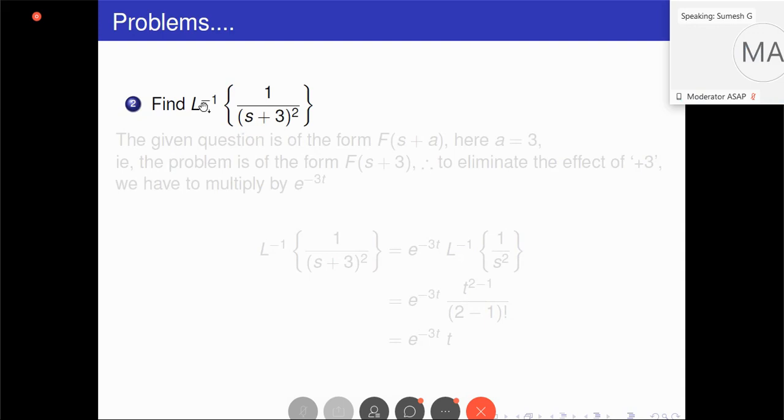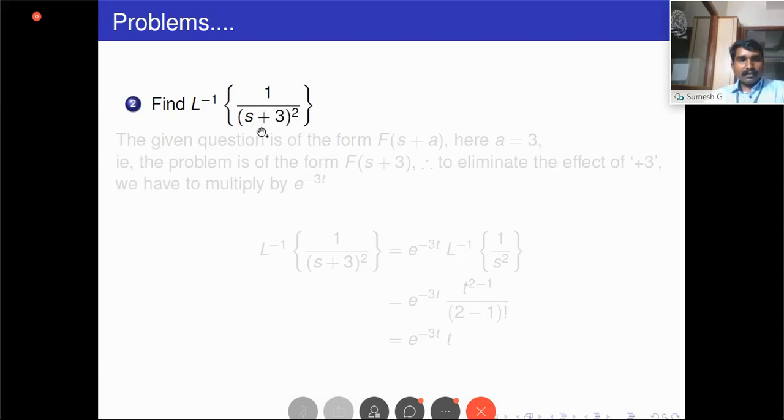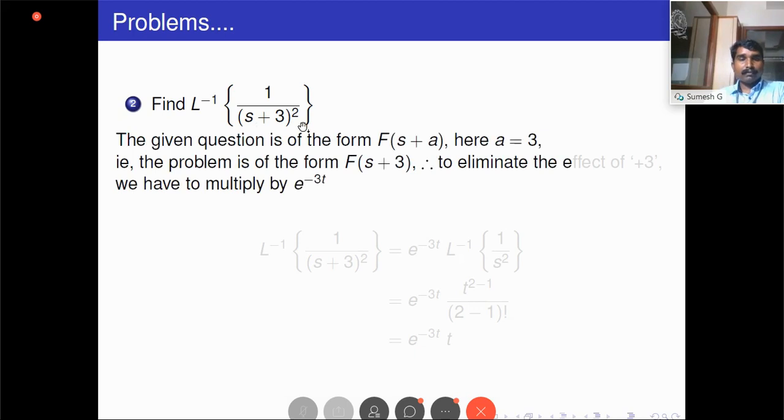Question number 2. Find inverse transform of 1 by s plus 3 whole square. In this case, the question is of the form f of s plus a. And for this problem, a equal to 3. So it is of the form f of s plus 3. So we have to eliminate this plus 3. To eliminate plus 3, we have to multiply by e raised to minus 3t by using first shifting property.